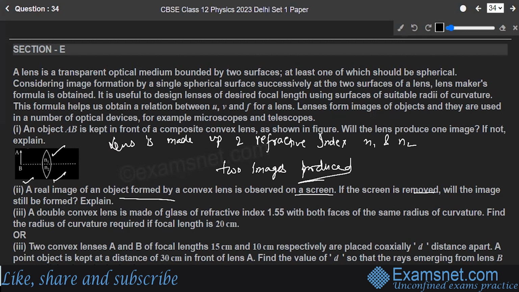So if your eye is not in those cones, you would not perceive it. But the real image will be there. Hope you are clear? So, third part.